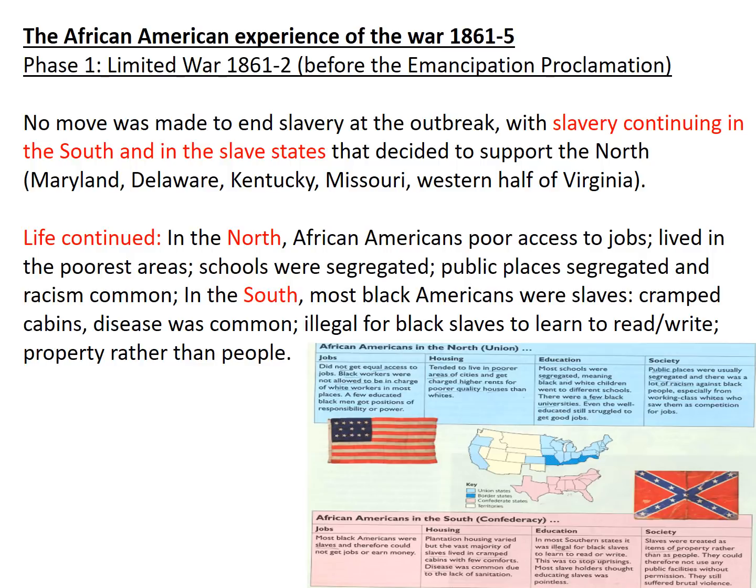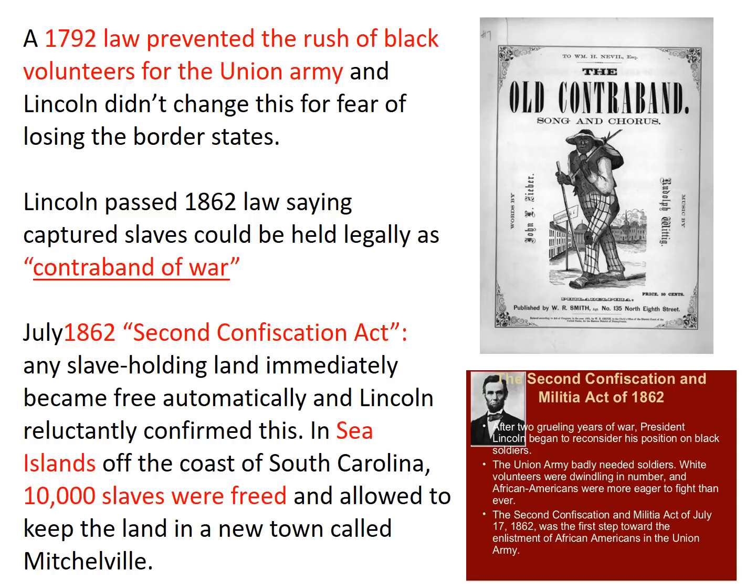including the slave states that decided to support the North. So it's Maryland, Delaware, Kentucky, Missouri, and the western half of Virginia. So remember, there are some states who are slave states which are supporting the North. Now that's important because in the early years of the war, there's a rush of Black volunteers to the Union Army, but Lincoln didn't change this because he didn't want to lose those border states.